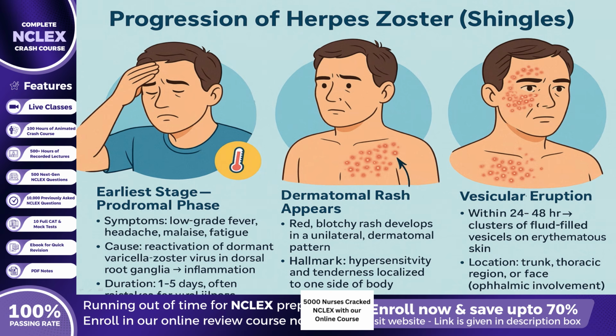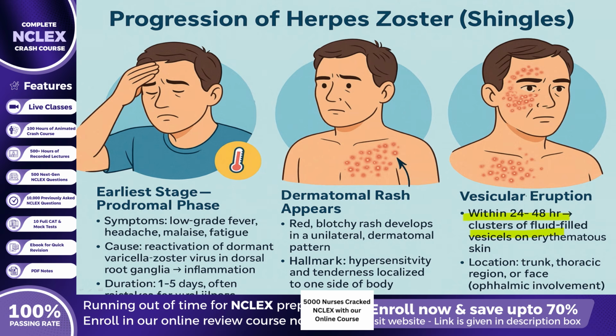Transitioning to the next phase, the affected dermatome develops a red blotchy appearance, which is option 3. This rash uniquely follows a dermatomal and unilateral distribution, which is a hallmark sign of shingles. At this point, the skin in that area becomes hypersensitive and tender. Moving further into the disease progression, within 24 to 48 hours, clusters of vesicles appear on the reddened dermatome, corresponding to option 4. These vesicles are fluid-filled, unilateral, and very painful, typically occurring on the trunk, thoracic region, or sometimes the face.